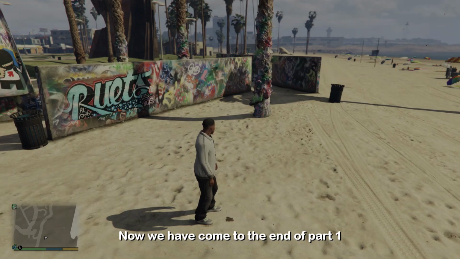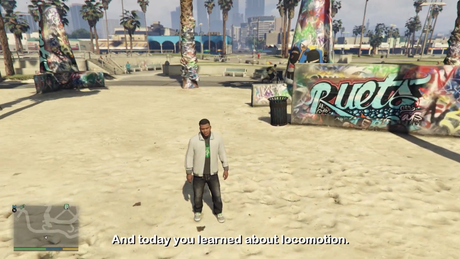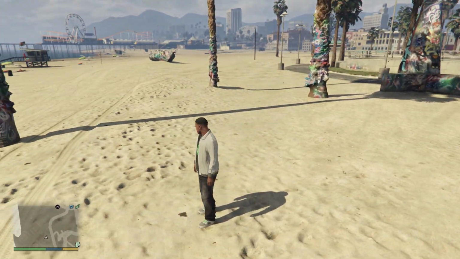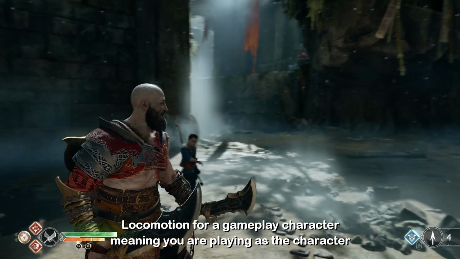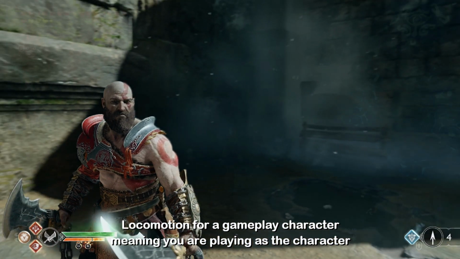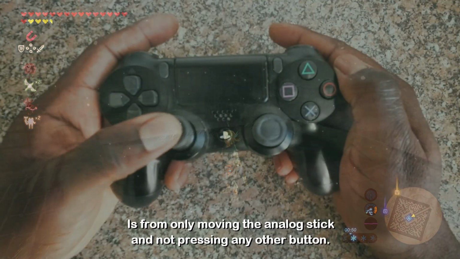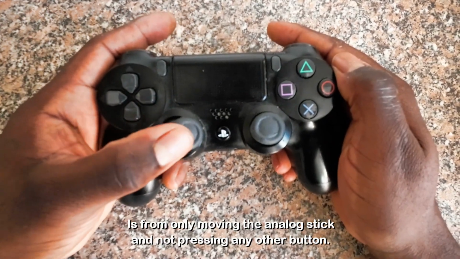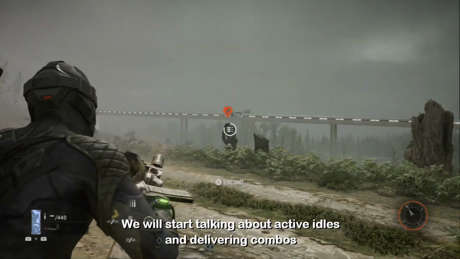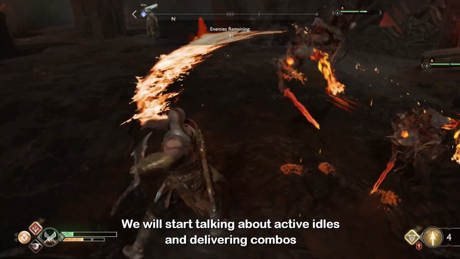Now we have come to the end of part one. And today you learned about locomotion. Locomotion for a gameplay character, meaning you are playing as the character. And all the movements that were discussed today are from only moving the analog stick and not pressing any other button. In part two, we will start talking about active idles and delivering combos.